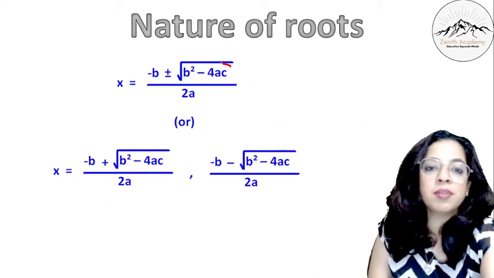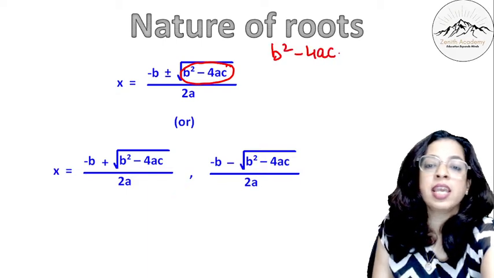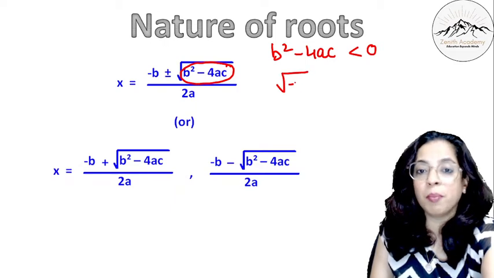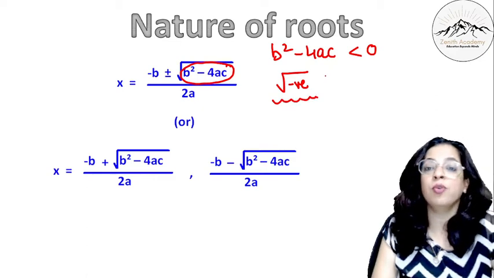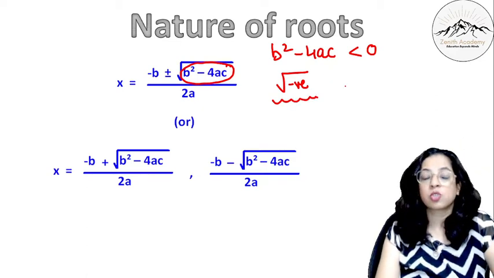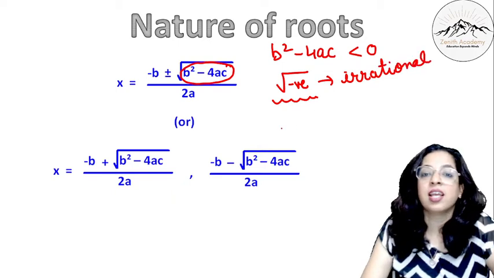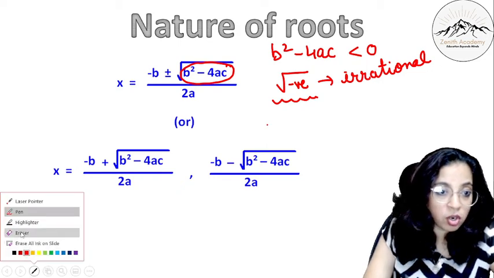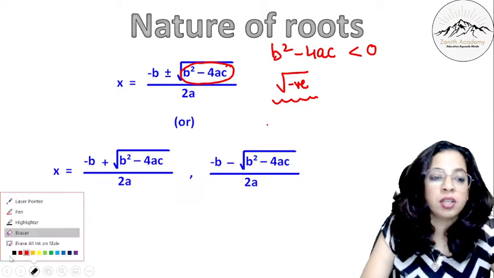And if this discriminant, b square minus 4ac, is less than 0, it means under the square root it is a negative number. While I was teaching you for class 9, I had told you that the square root of negative numbers does not exist. So they are not real. We do not call them irrational, we call them not real, because they do not exist.